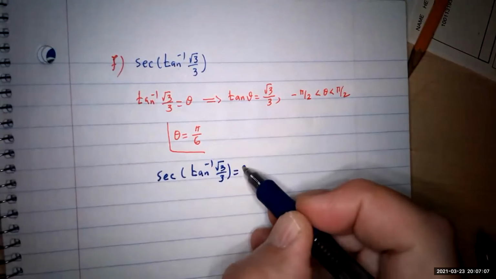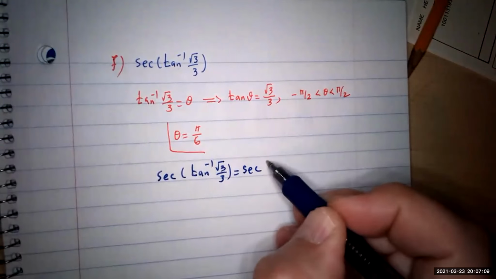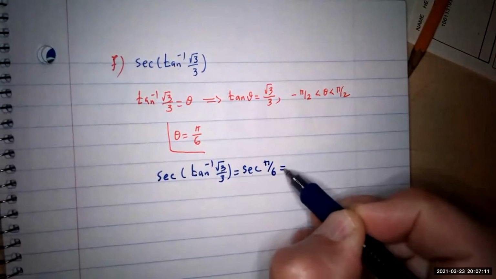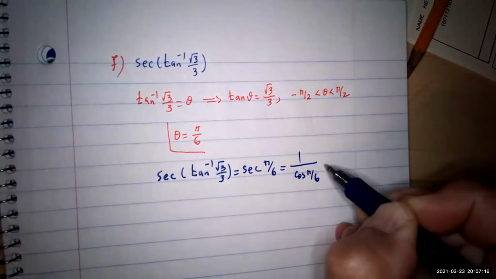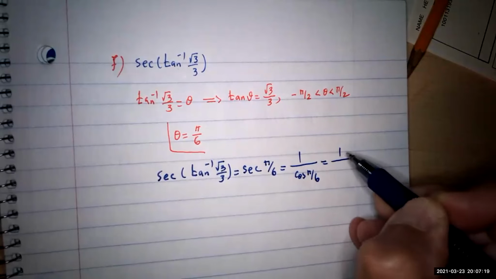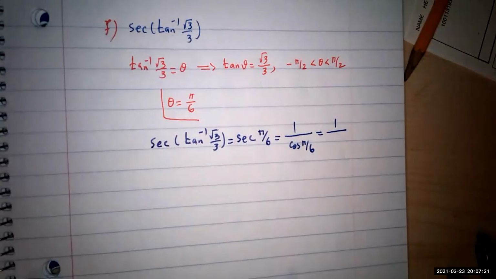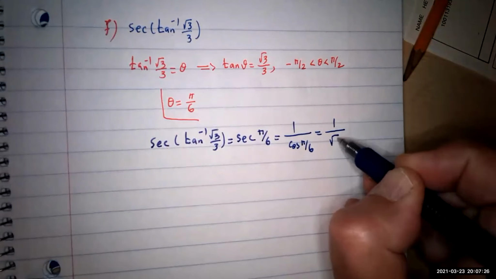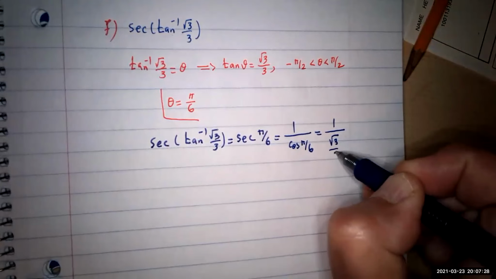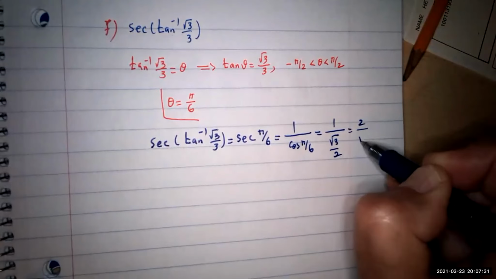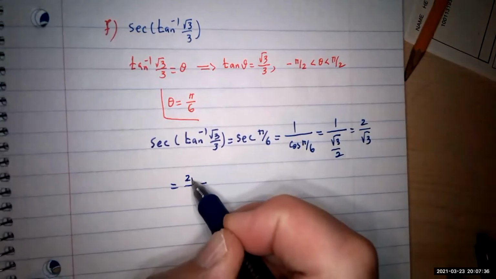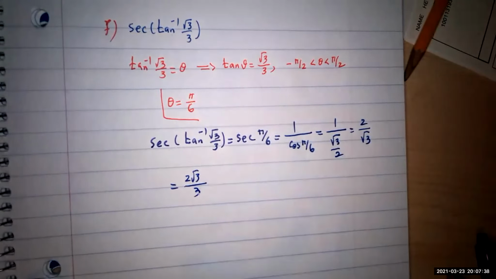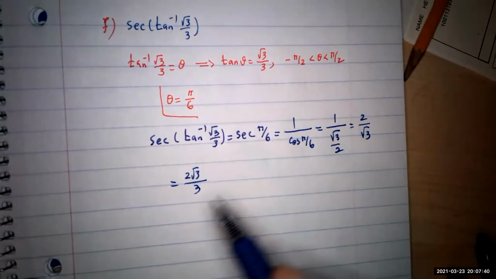Now we change it to the secant of pi/6, which is 1 over cosine of pi/6. The cosine of pi/6, which is 30 degrees, is radical 3 over 2. So it's going to be 2 over radical 3, and you rationalize it: 2 radical 3 over 3. So that would be the solution.